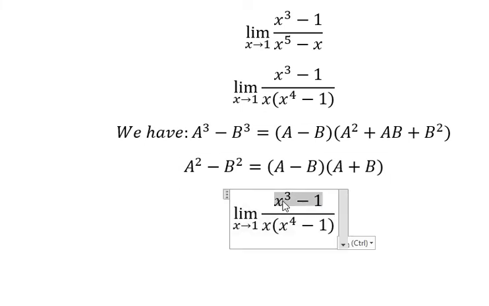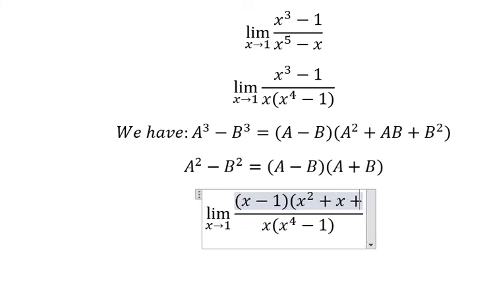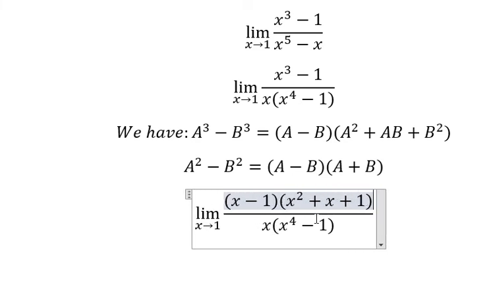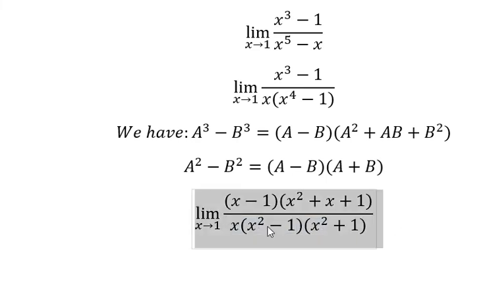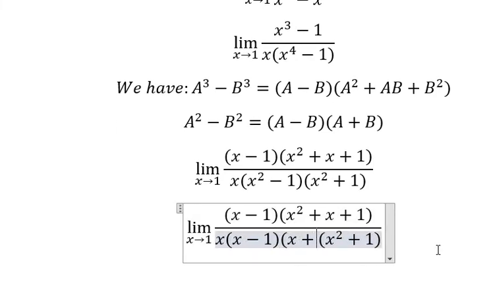So this one we have x minus 1 and x squared plus x plus 1. This one we have x squared minus 1 and x squared plus 1. So this one we have x minus 1 and x plus 1.